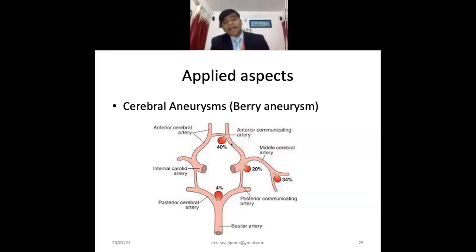And when there is a subarachnoid hemorrhage, there will be chances, in the majority, that the patient may not be able to survive, or there will be a clinical neurological deficit. In most cases of subarachnoid hemorrhage, the patient usually dies, right? So this is all about the cerebral aneurysm.